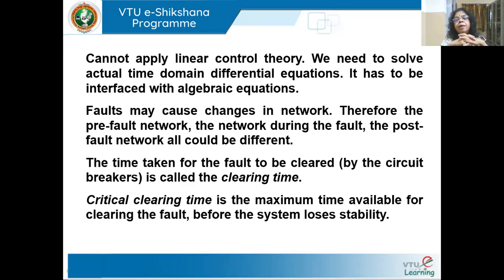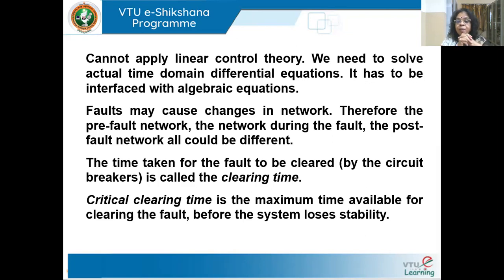Now, the critical clearing time is not a unique number for a given system. I can't say that in this system, the critical clearing time is 200 milliseconds. I can't do that. Right? Or I can't say the critical clearing time is 25 cycles. Why?